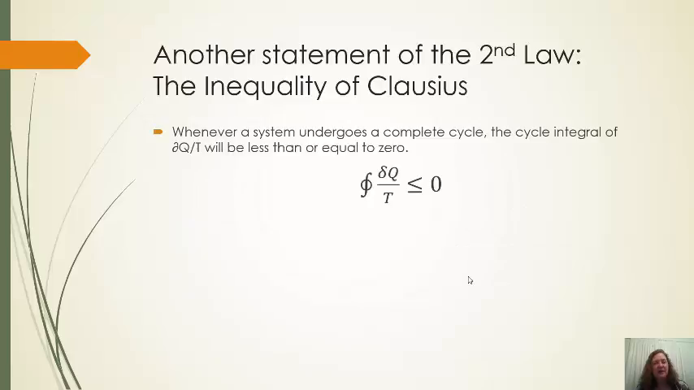Now we have another statement of the second law that is going to start introducing us to our next topic. This statement of the second law is called the Inequality of Clausius. It says that whenever a system undergoes a complete cycle, so again with the cycles, the cycle integral of dQ over T will be less than or equal to 0. So if you look at the net heat transfer divided by the temperature it occurred at, if the temperature is changing along the way, this is going to be continually changing that temperature. But that sum over the course of the integral, some will be heat transfer in, some will be heat transfer out, but the sum of all of that is going to be negative or it's going to be 0.